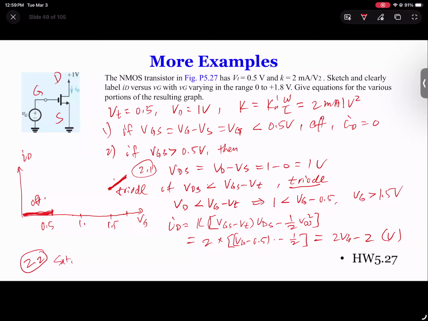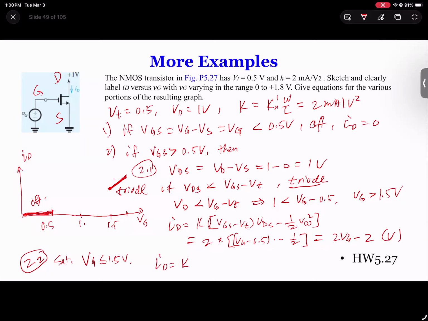Now saturation mode is just the opposite of triode, which means we don't have to calculate it. We can simply plug in this number. So VG has to be less than 1.5 volts, and then it's going to be in saturation mode, right? So this side is saturation, and in saturation mode our current is different.